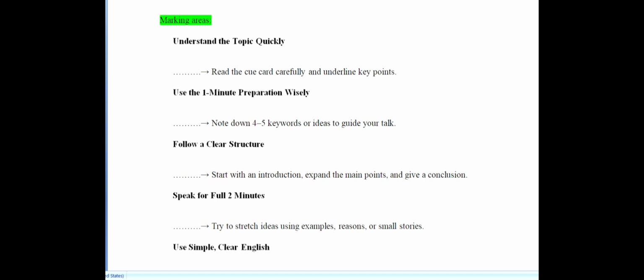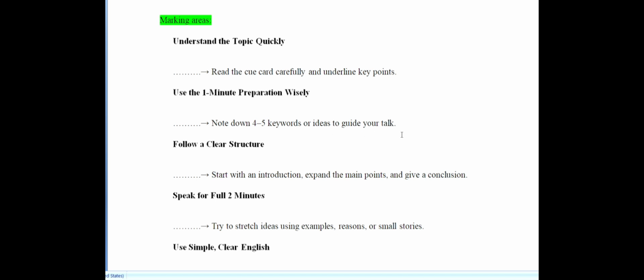So what are those marking areas? First thing is understand the topic very clearly. Read the cue card carefully and underline the key points so that you can elaborate on it very clearly. Next, use the 1 minute preparation time very wisely. Say that you have 3 or 4 bullet points. So for that, make a note of at least 4 or 5 keywords or ideas so that you get a small idea on how to talk and elaborate it.